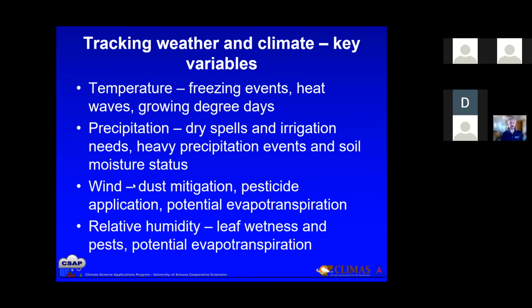So, tracking weather and climate. I was stepping back again and thinking about those key variables, and this will set us up to think about where to find some of those resources and then actually how to monitor some of this information for yourself. So clearly there are some of the obvious ones, like temperature.